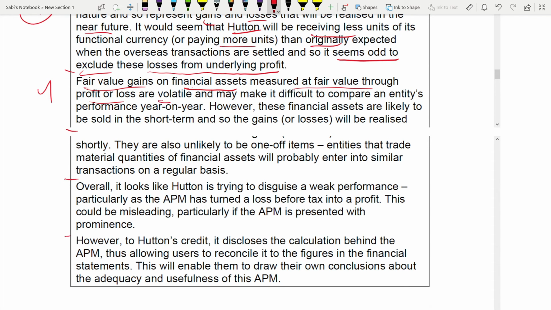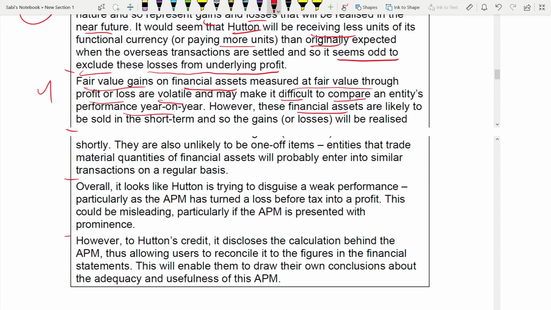And they are volatile. Volatile means it keeps changing very rapidly. It's not very stable. It's correct, right? Financial assets' fair value will definitely change. It's volatile. If something is volatile, remember, it becomes more difficult to compare this with the prior year or with other competitors. If something is stable, you can still compare. But there is a nature of financial assets, same as your receivables and payables.